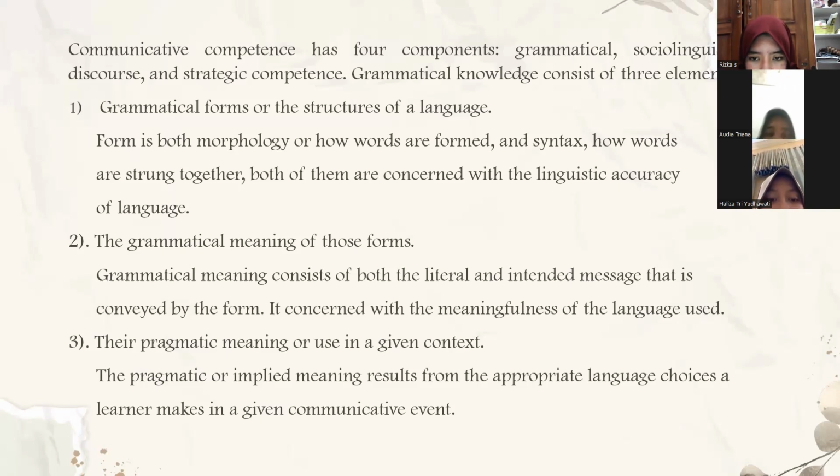The second is the grammatical meaning of these forms. Grammatical meaning consists of both the literal and intended message that is conveyed by the form, concerned with the meaningfulness of the language used. And the last is the pragmatic meaning, used in a given context. The pragmatic or implied meaning results from the appropriate language choice learners make in a given communicative event. Okay, next.